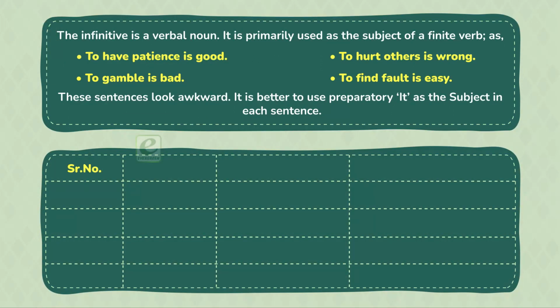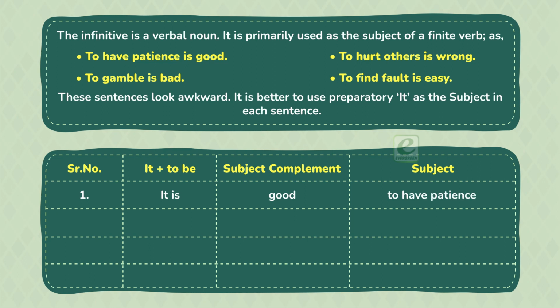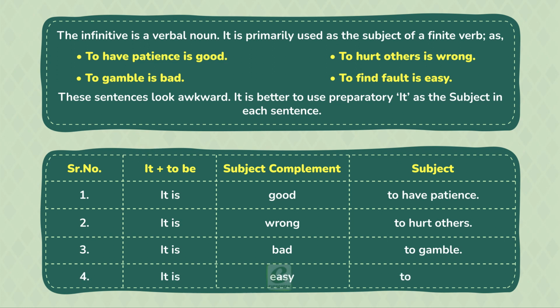Serial number: it plus to be, subject complement, subject. 1. It is good to have patience. 2. It is wrong to hurt others. 3. It is bad to gamble. 4. It is easy to find fault.